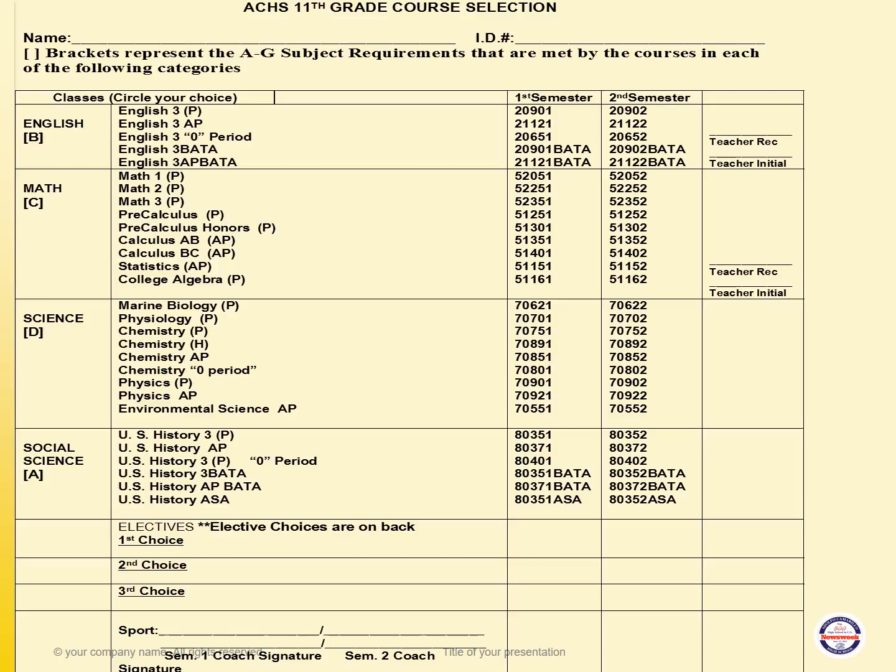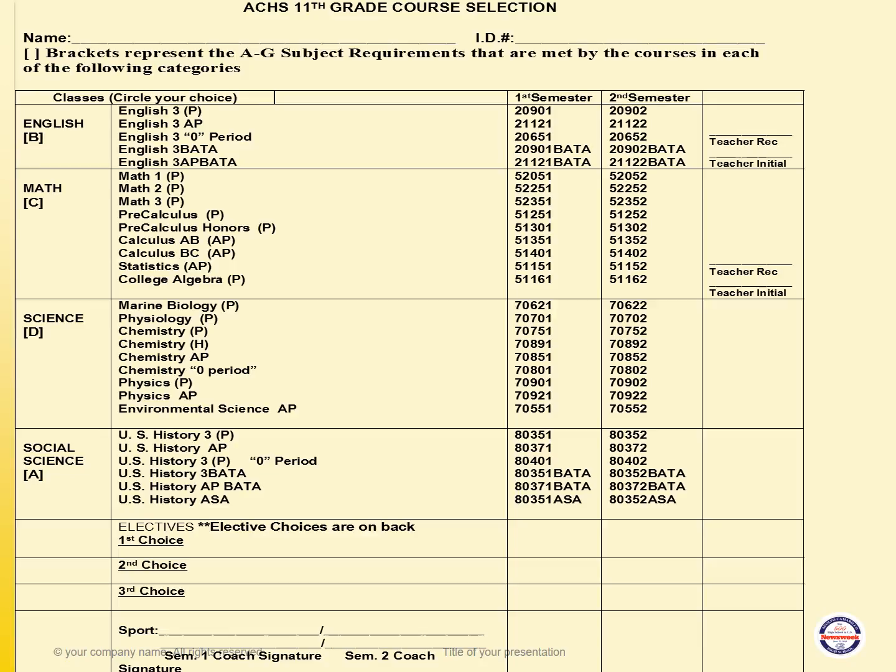This slide references your 11th grade course selection form. You will put your name and ID number at the top and make sure that your parents sign at the bottom. The first 3 choices, you will need your teacher's recommendation for proper placement for the following year.